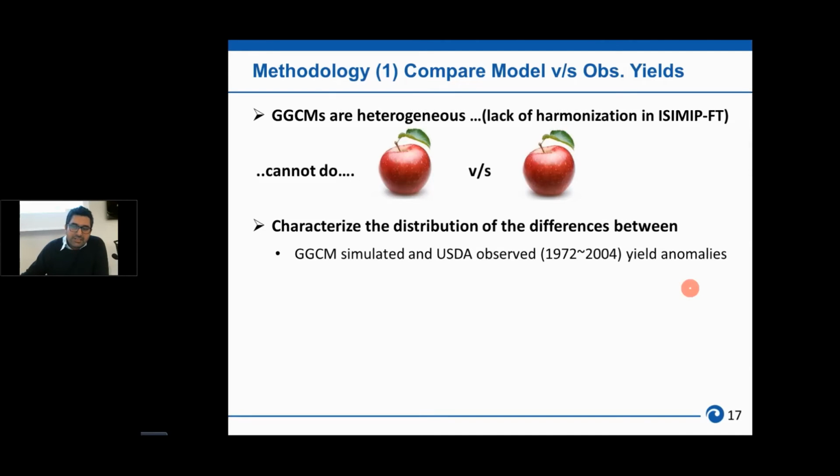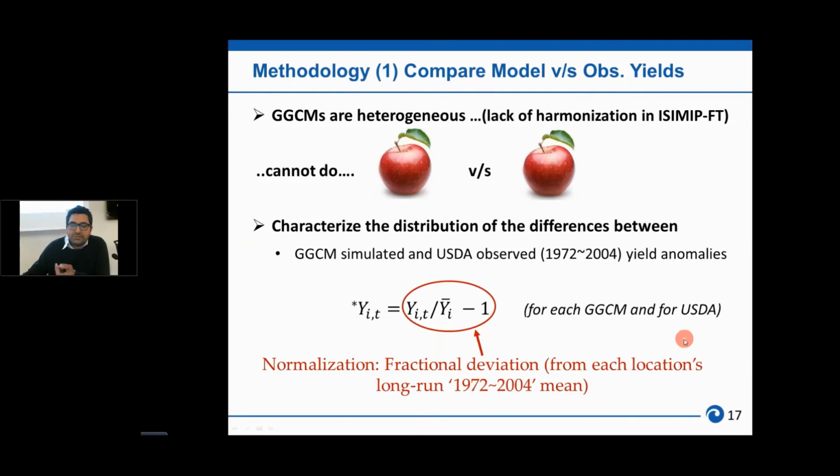So we are characterizing the distribution now of the differences between what the crop model simulated and the observed yield anomalies. Now, when I say yield anomalies, it's basically for each crop model and for our observed data, what we do is we take for each county and each year the yields that are simulated by the crop model, and we normalize it in this way as a fractional deviation from the long run mean. So the long run over here is our historical period, 1972 to 2004. And this is done for each crop model as well as for the data from the observed, that is the USDA.